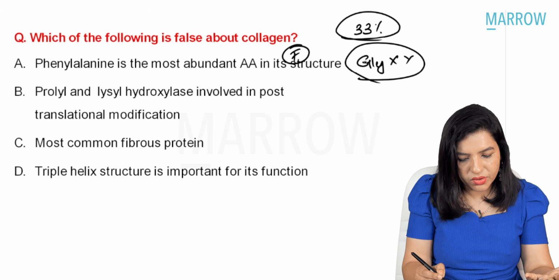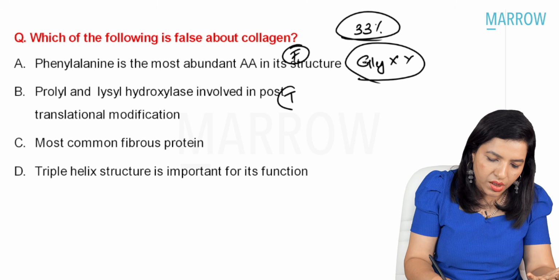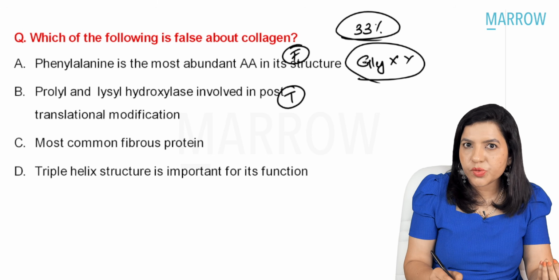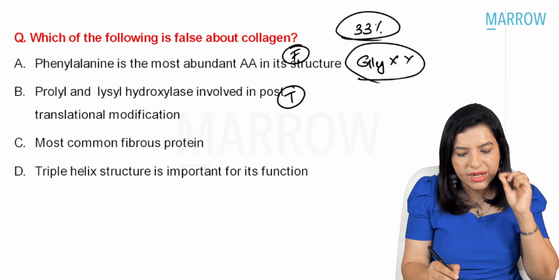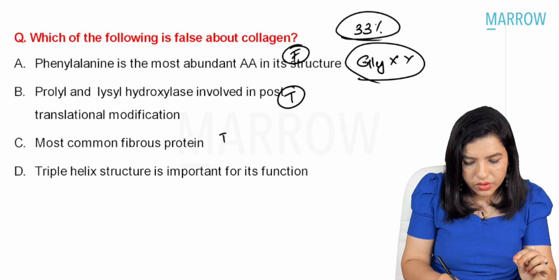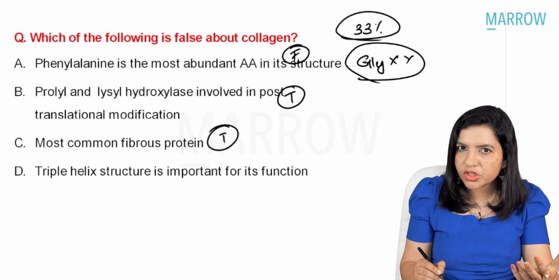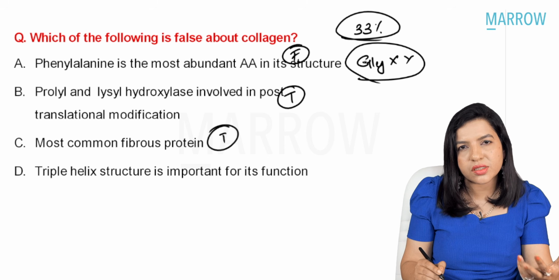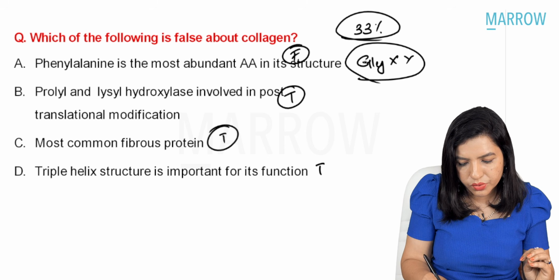Prolyl and lysyl hydroxylase are involved in post-translational modification. Yes, it's a true statement. Most common fibrous protein: it's the most abundant fibrous protein in animals and in humans, so it's a true statement. Triple helix structure is important for its function. Yes, the triple helix is a very important structural feature of collagen, so that's also a true statement.